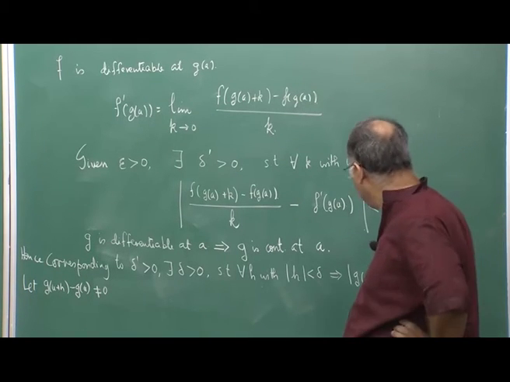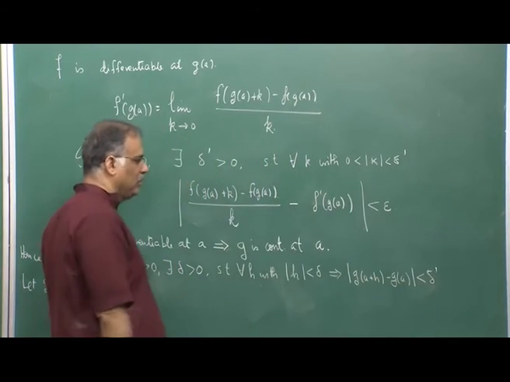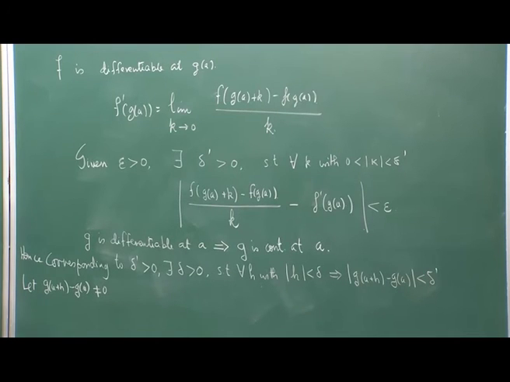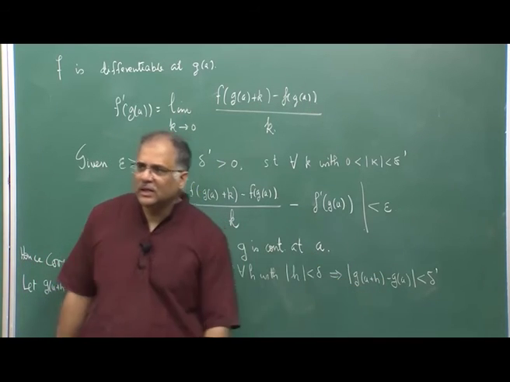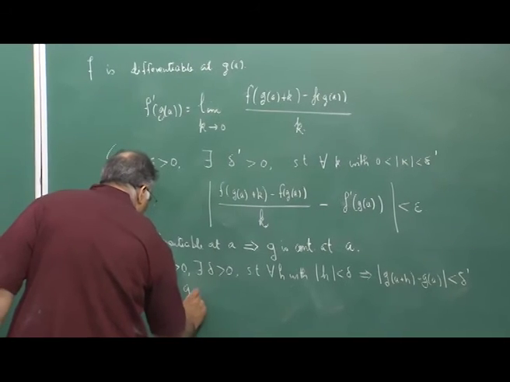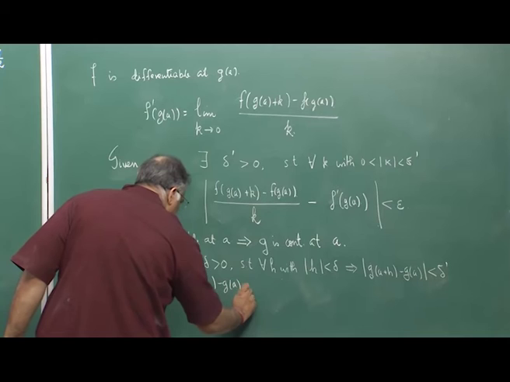So here I am using the continuity. Because it has to be defined at a, here h can be 0. Now suppose this is not equal to 0, but I have shown that for all mod h less than delta, this is less than delta dash. Now set g of a plus h minus g(a) to be k.